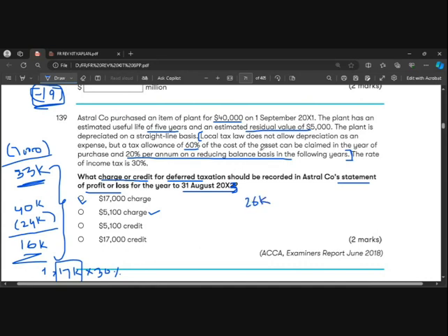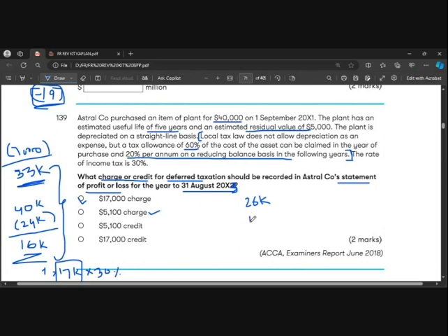Now, on the tax law, they're telling us that in the year of purchase 60,000, and then we have to depreciate at 20 percent per annum on a reducing balance basis. Reducing balance basis means 20 percent on the carrying amount will be our depreciation. What is our carrying amount? 16,000, right? So 20 percent of 16,000 is 3,200, our depreciation. So what will be our carrying amount on the tax base at the end of the second year? Yes, 12.8.